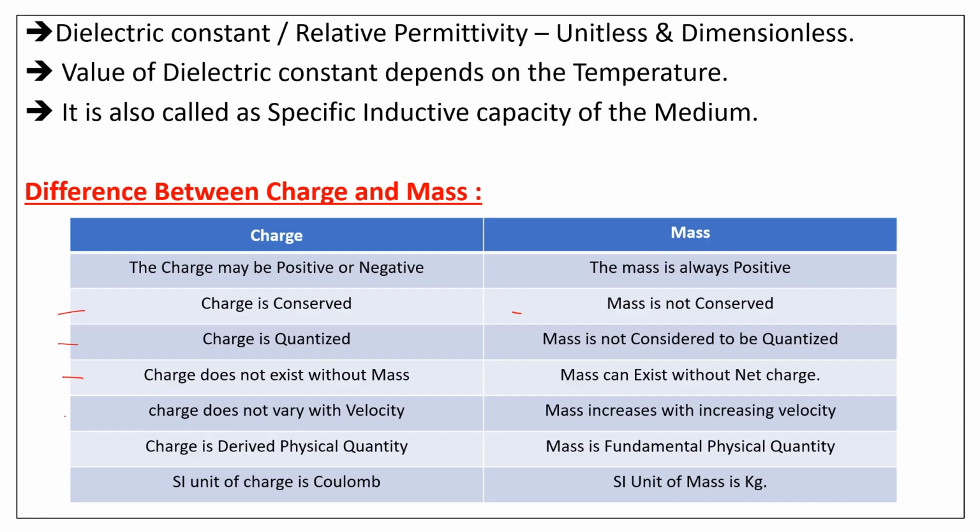5. Charge does not vary with velocity. Mass increases with increasing velocity. 6. Charge is a derived physical quantity. Mass is a fundamental physical quantity. 7. SI unit of charge is Coulomb. SI unit of mass is kg.